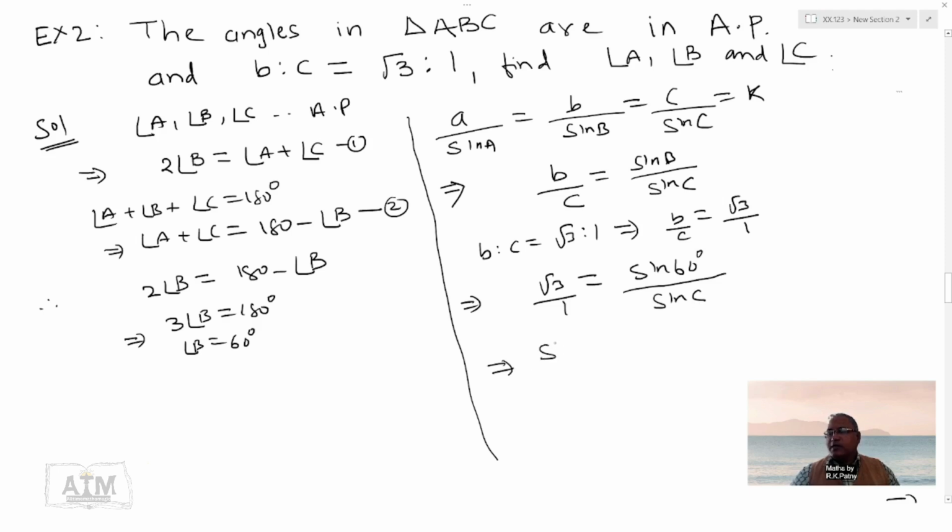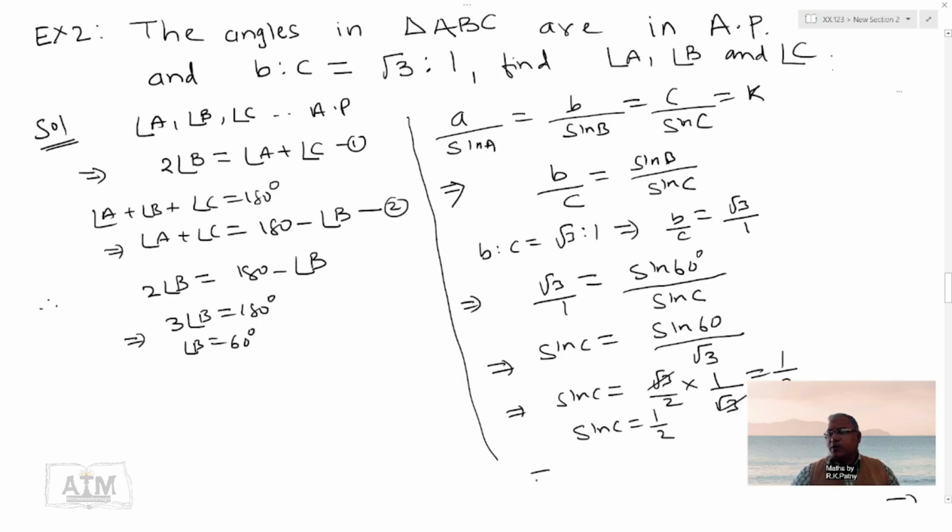So this implies sine C equals sine 60 upon root 3, which implies sine C equals root 3 upon 2 into 1 upon root 3. Root 3 gets cancelled. We get 1 upon 2. Therefore, sine C equals 1 upon 2, which implies C equals sine inverse of 1 upon 2 equals 30 degrees. So we have angle B value 60 degrees and angle C value 30 degrees.